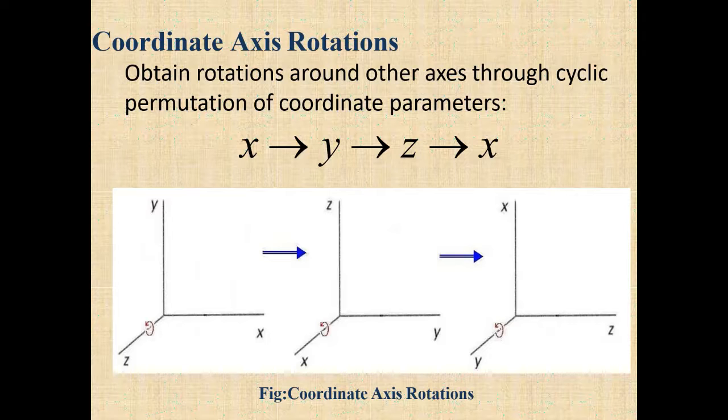So coordinate axis rotations are obtained through cyclic permutation of coordinate parameters. Whenever the coordinate rotation is happening, that means a transformation of coordinates is happening. Also, we need to follow the same rule: whenever we are considering the YZ plane, keep in mind that X is fixed. Similarly for the XY plane and the XZ plane.